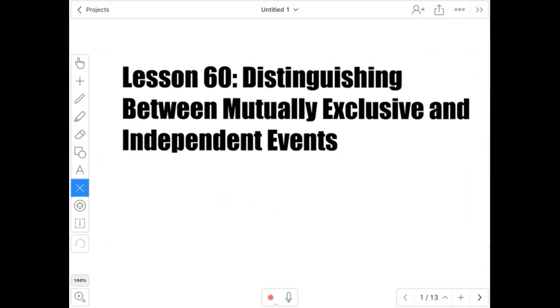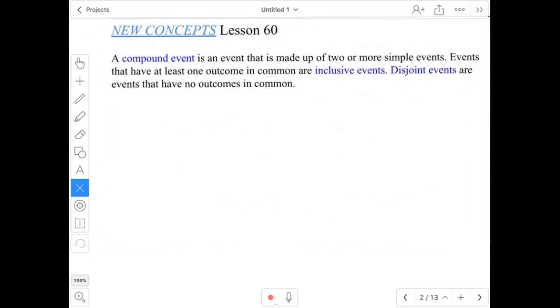All right, we're going to take a look at distinguishing between mutually exclusive and independent events. To start off with, a compound event is an event that is made up of two or more simple events. Events that have at least one outcome in common are inclusive, whereas disjoint events are events that have no outcomes in common. So inclusive events have at least one thing in common, and disjoint events have nothing in common.